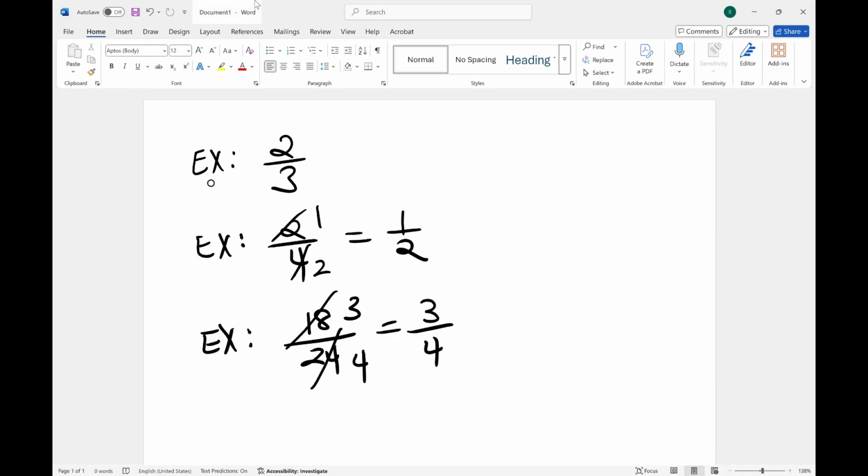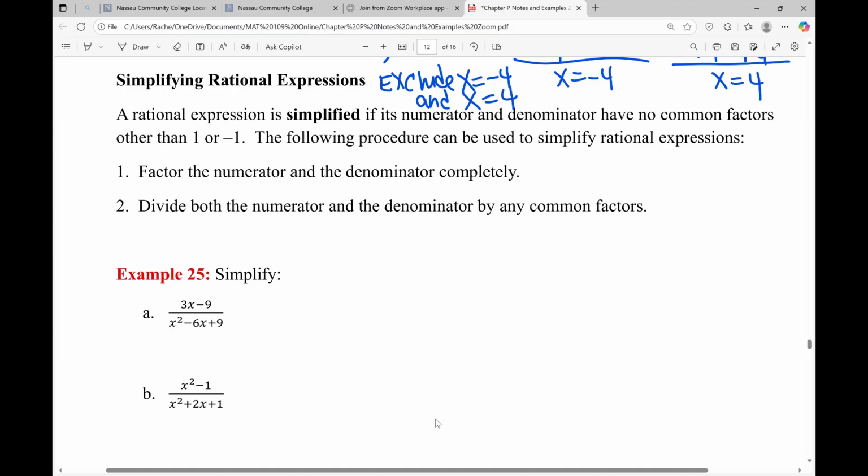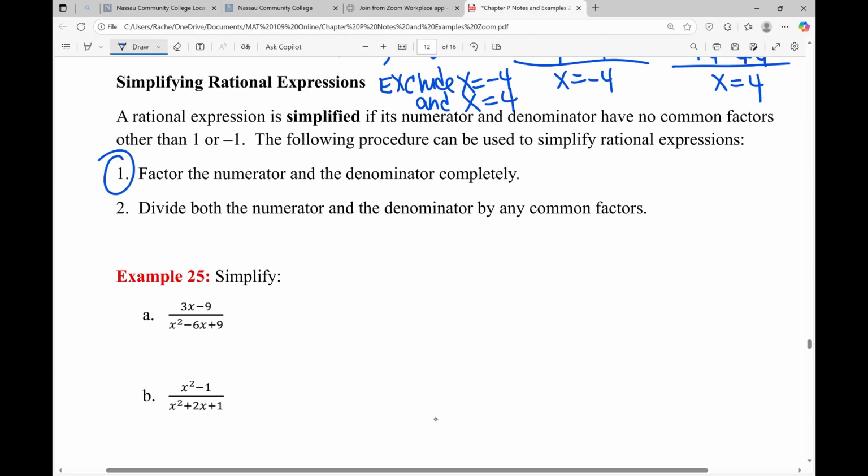That's all we're doing when we look at these rational expressions and we want to see if they're simplified. We're going to make sure that the numerator and the denominator have no common factors other than 1 or negative 1. And the way we're going to do that when we have these rational expressions that contain polynomials in the numerator and the denominator, first we're going to factor the numerator and the denominator completely, and then we're going to divide the numerator and the denominator by any common factors, and that's going to reduce the fraction or the rational expression.